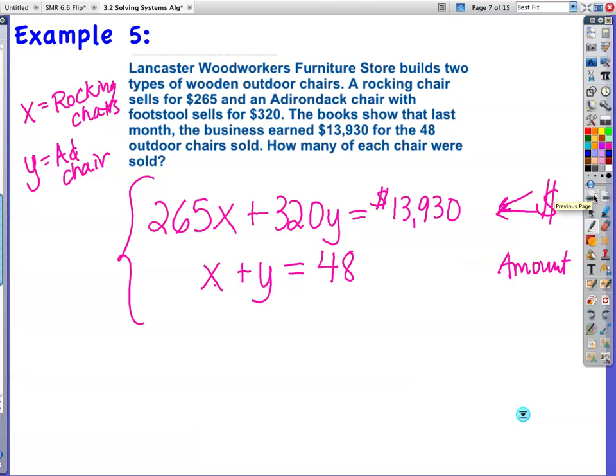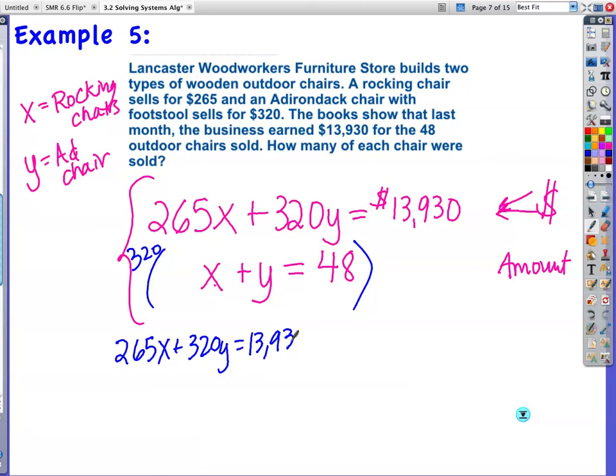Look at what this is. This is one equation. This is another equation. If I take this entire equation, do you want to take it times 265? Or how about 320? I like the number 320 better for some reason. So my system now is 265x plus 320y equals 13,930. And then down here I have 320x and 320y. Oops, guess what I forgot to do? I'll show you a quick fix.